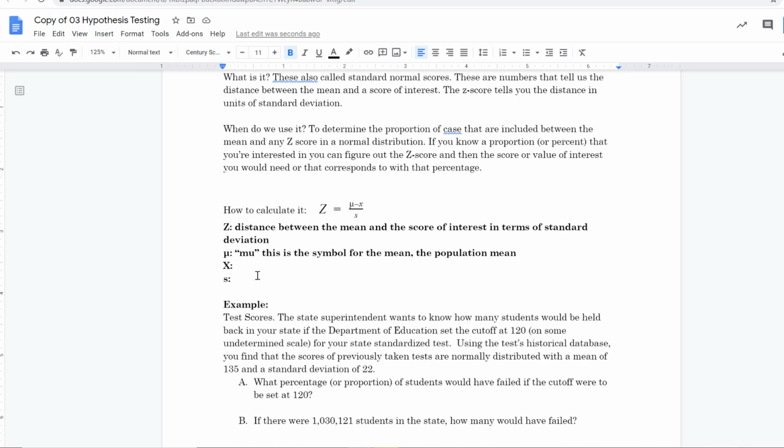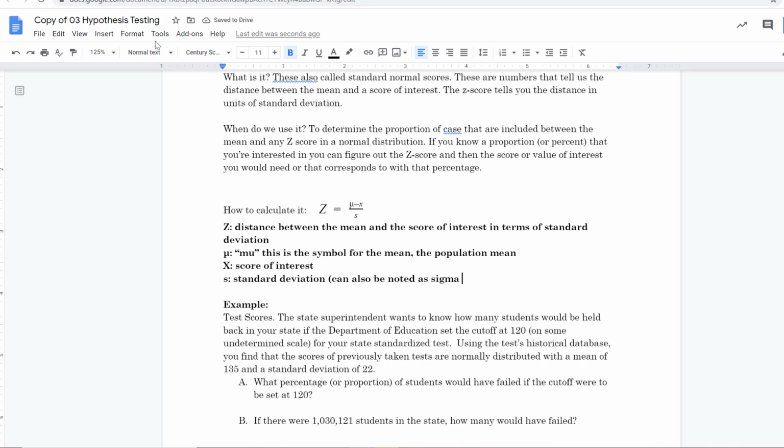In this case, for the z-score formula, the x is your score of interest. And then lowercase s is the standard deviation. You might also see standard deviation as sigma. Let me insert the symbol, which is good to know.